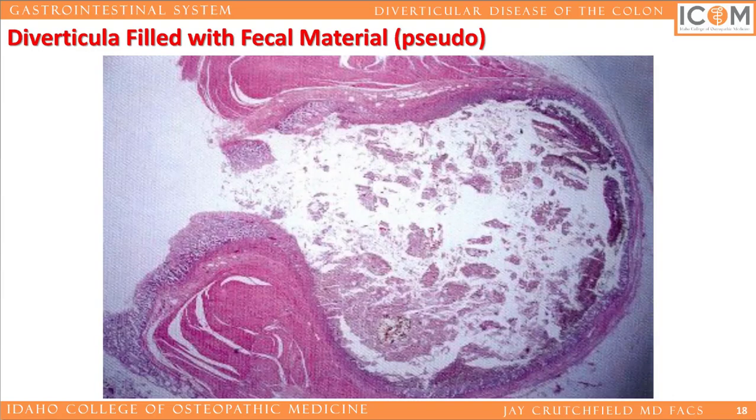In this image, we see a diverticulum which has no muscularis covering. We can see the mucosa and the submucosa devoid of any muscularis covering the diverticulum. This is a pseudo-diverticulum filled with feces and is most likely an acquired colonic diverticulum.